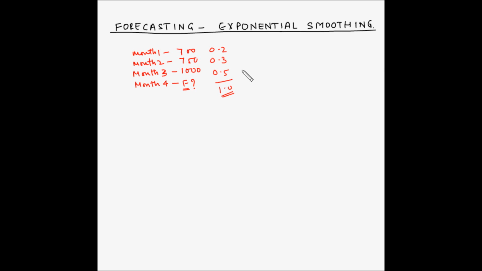Or, depending on our previous experience, we could have given the weights differently. So we could have given the weights as 0.5 for the third month, 0.4 for the second month, and 0.1 for the first month. The total, of course, should be 1. So this is in the case of the weighted average method.